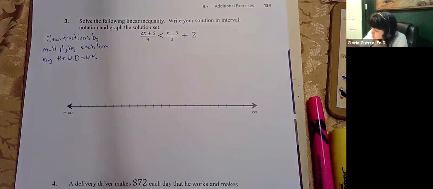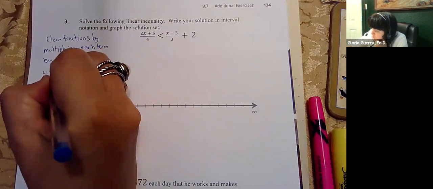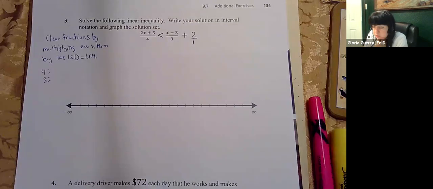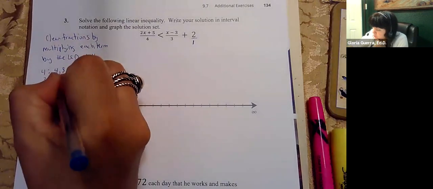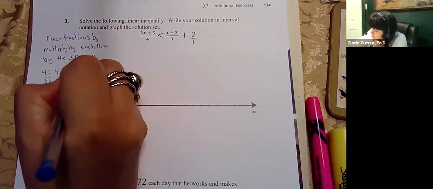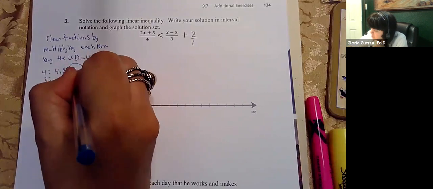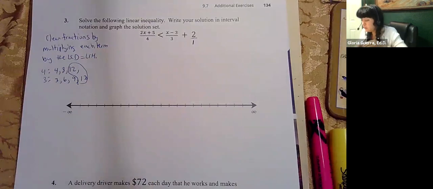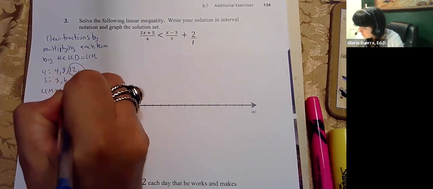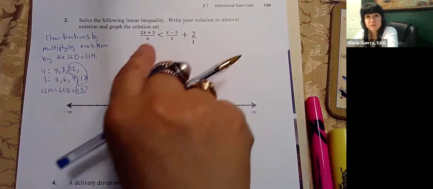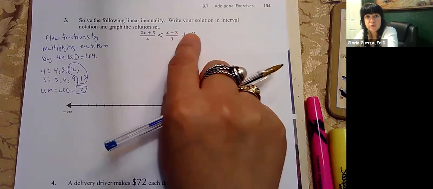So in order to do that, you look at your denominators, which are 4 and 3. This one doesn't count. This one is an imaginary 1, but we don't count that. You just look at 4 and 3, and 4 times 1 is 4, 4 times 2 is 8, 4 times 3 is 12. 3 times 1 is 3, 3 times 2 is 6, 3 times 3 is 9, 3 times 4 is 12. Okay, so it looks like the LCM, which is the LCD, is 12. So I'm going to multiply this term by 12, this term by 12, and this term by 12.